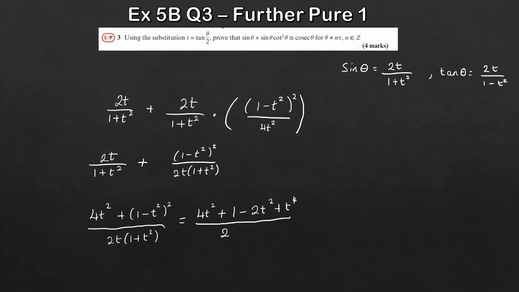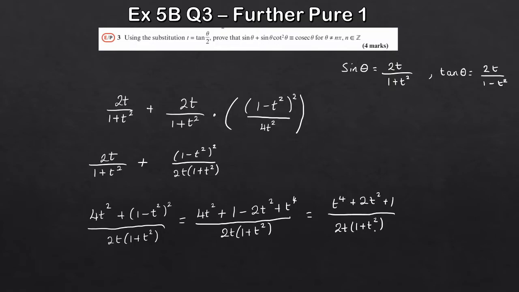Denominator will be the same, so 2t times 1 plus t squared. And then in the numerator here, we can simplify and collect like terms. So I'm going to get t to the 4 plus 2t squared plus 1, divided by 2t times 1 plus t squared.